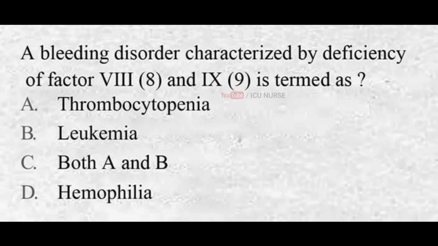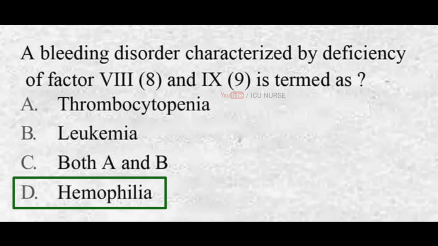A bleeding disorder characterized by deficiency of factor 8 and 9 is termed as A. Thrombocytopenia, B. Leukemia, C. Both A and B, D. Hemophilia. And the correct answer is D. Hemophilia.